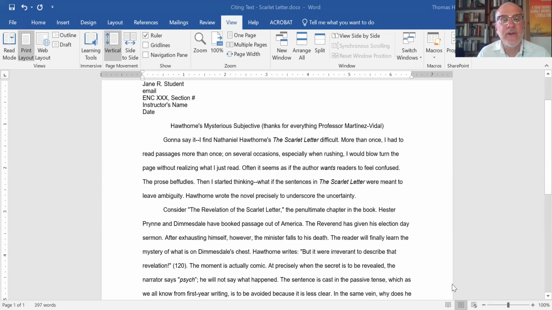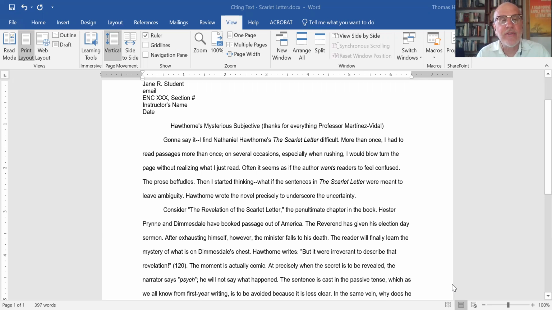To illustrate that, I'd like to pull up a worksheet that I made involving The Scarlet Letter and citing texts. See if I can get it going here. Hawthorne's Mysterious Subjunctive. Thanks for everything, Professor Martínez Vidal. Notice that the essay there, a little sample student thing that I drew up, has a title. It's something that grabs the attention. Also, you have your name, your email, the section number, the instructor name, and the date all up top.